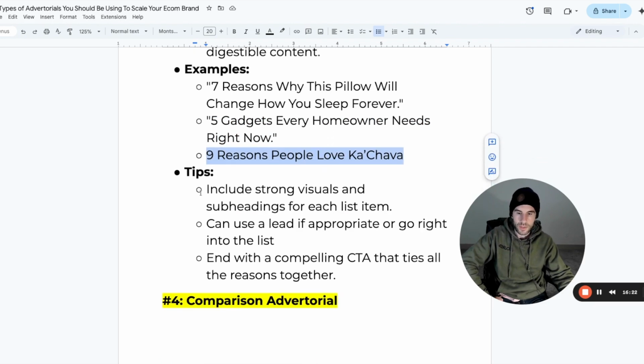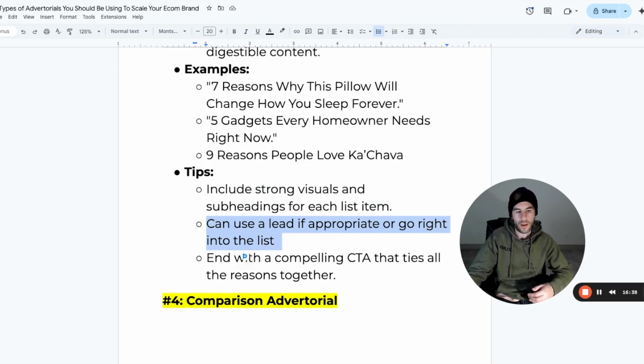So here's the tips for this style. Because they aren't quite as text heavy, you want to include strong visuals and subheadings for each list item. You can use a lead if appropriate or go right into the list. Typically, I like to have 3 to 4 paragraphs of a lead just to warm people up, to kind of tease a little bit, and then get into the actual list of 5 reasons, 7 reasons why. That's just kind of a personal preference, though.